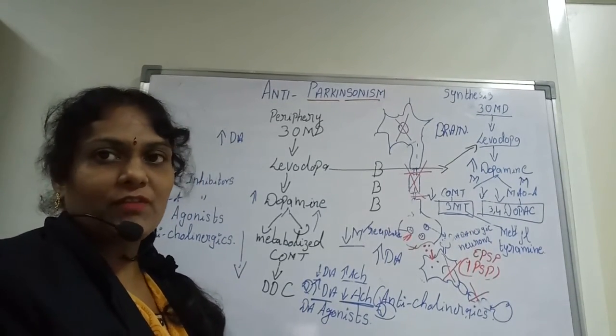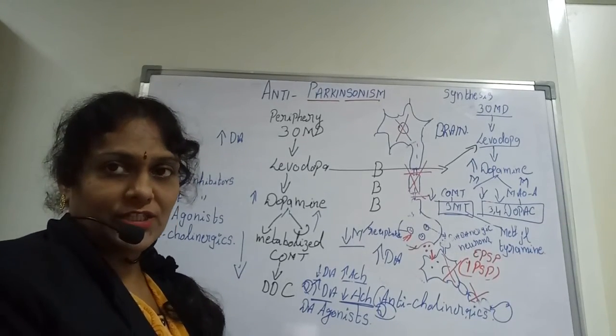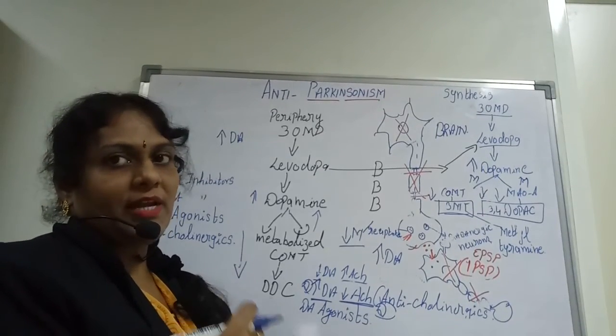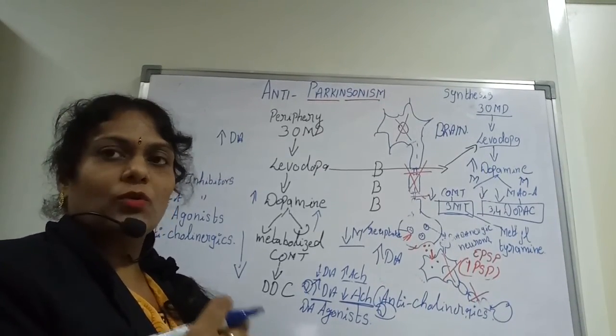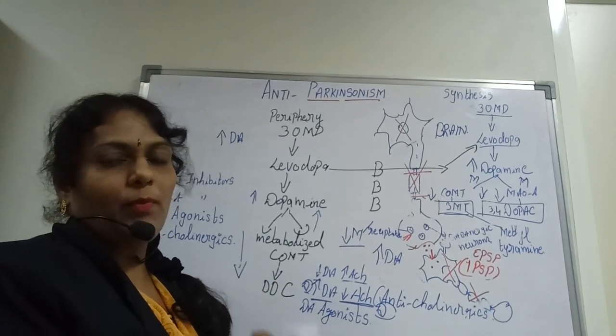Once again I am just repeating for you. Antiparkinsonism drugs are the pharmacological agents which are used to decrease the acetylcholine neurotransmitter or to increase the dopamine neurotransmitter.